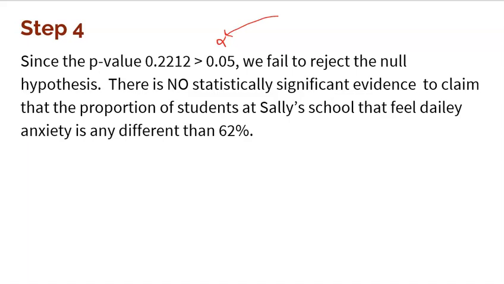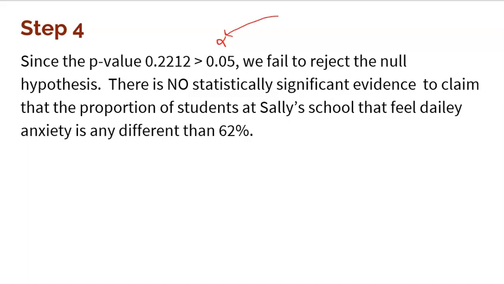What does that mean? There is no statistically significant evidence to claim that the proportion of students at Sally's school that feel daily anxiety is any different than 62%. Am I saying that 62% is correct? No, I'm just saying I don't have enough evidence that her school is different than 62%. At the end of the day, it could be a little different, but there is certainly no evidence to support that at all.